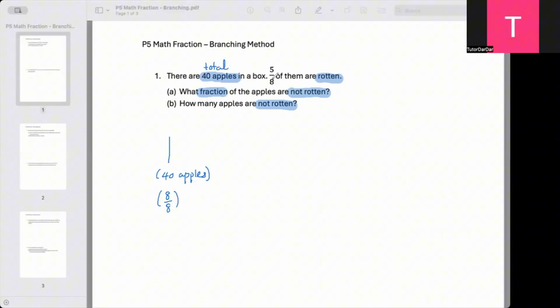So now, let's start. 5/8 of them are rotten. So from there, 5/8 is rotten. So 8/8 minus 5/8, you are left with 3/8. These are not rotten. So this is the branching model we have done. So now, let's start with the solving part.